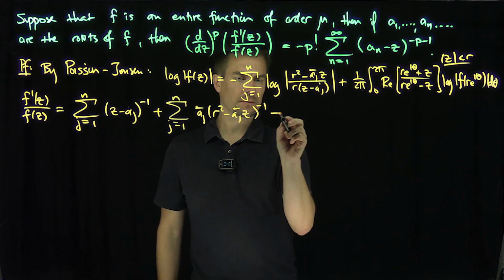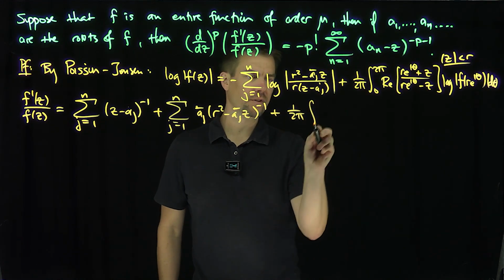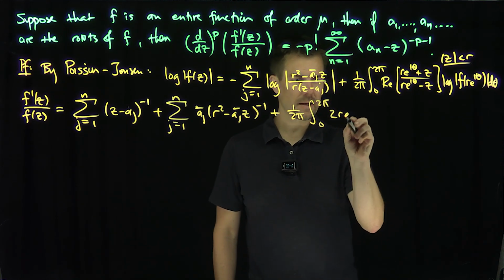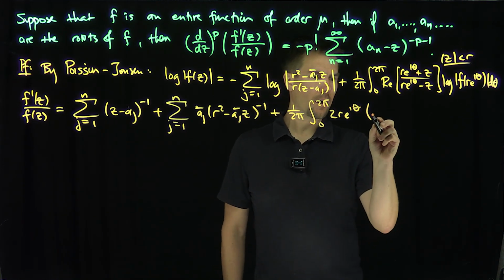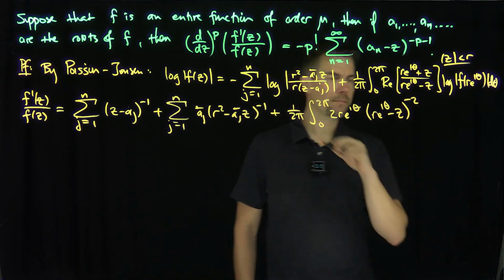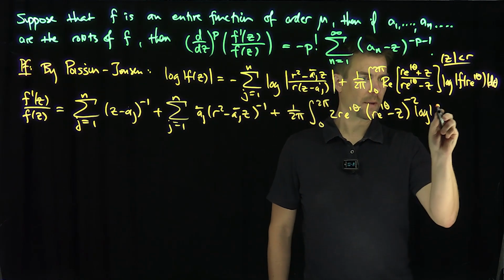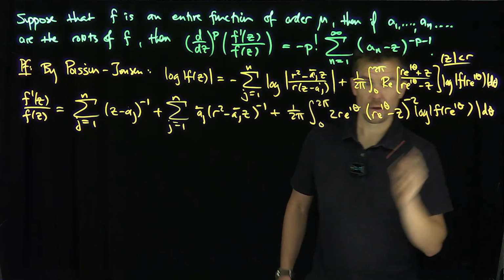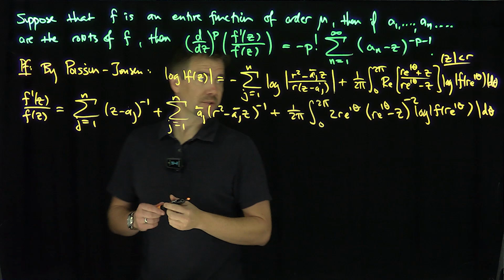And then plus 1 over 2 pi. And then we know what the derivative of the Poisson kernel is, right? The derivative of the Poisson kernel is 2r e to the i theta, and then r e to the i theta minus z to the negative 2, log modulus f of r e to the i theta d theta. Now if I do p derivatives of this thing, what's going to happen over here?